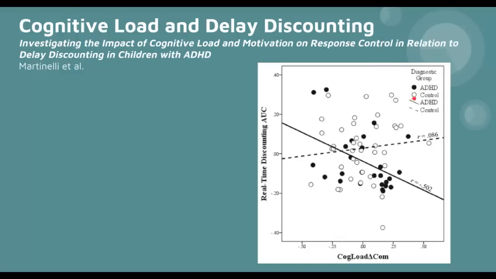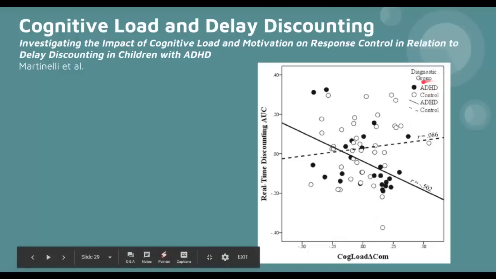Now, our control group here is shown as the white dots. And you can see they're fairly scattered, and the correlation coefficient we're getting is not particularly strong. So it really doesn't matter the amount of cognitive load that these individuals are under. Their impulsivity is all over the map.